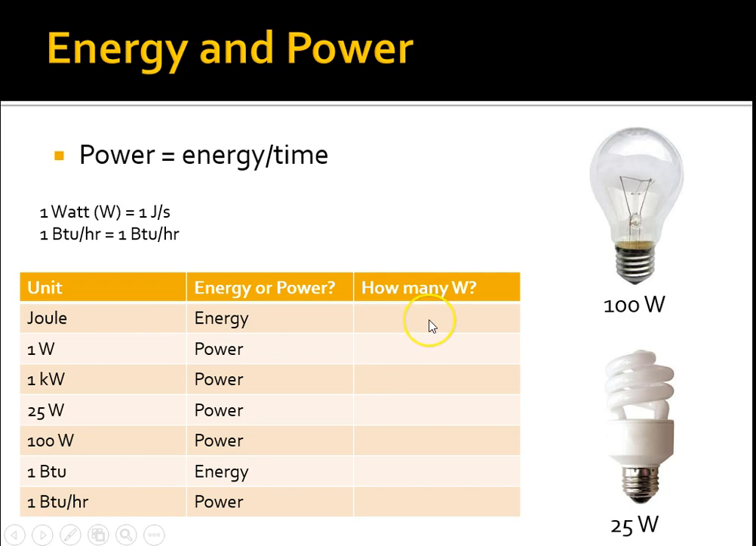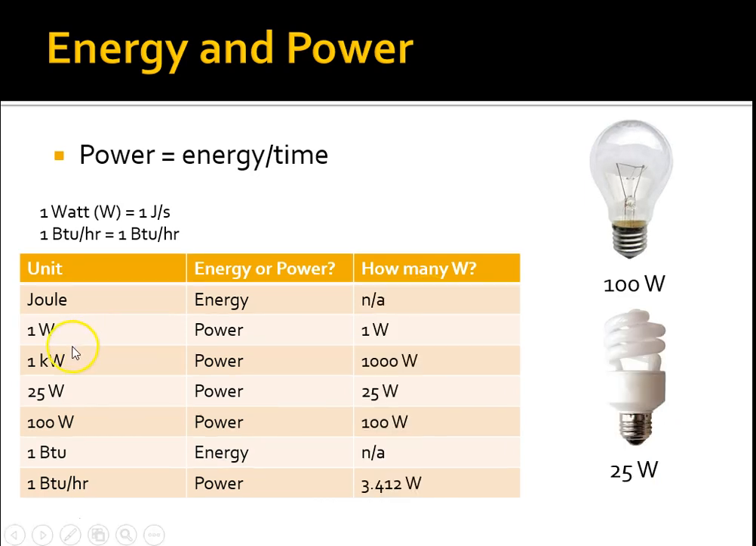So if you think about how many watts these are, some of them are straightforward. So 1 watt is 1 watt. 1 kilowatt is actually 1,000 watts. Again, we'll go over this in more detail soon. 25 watts is 25 watts. 100 watts is 100 watts. This one gets a little tricky. Maybe we'll do this a little bit later. But you can convert from BTUs per hour to watts.